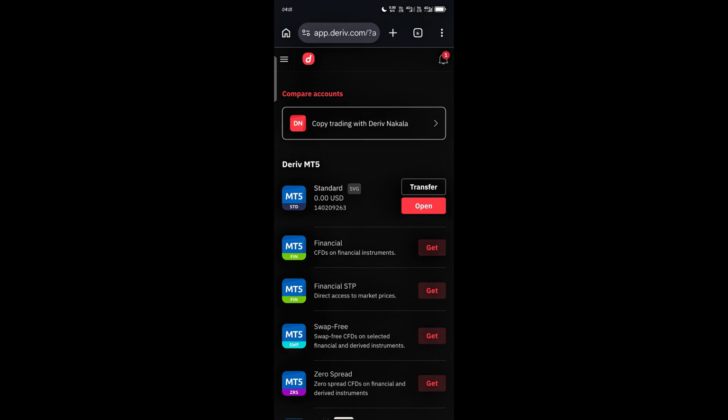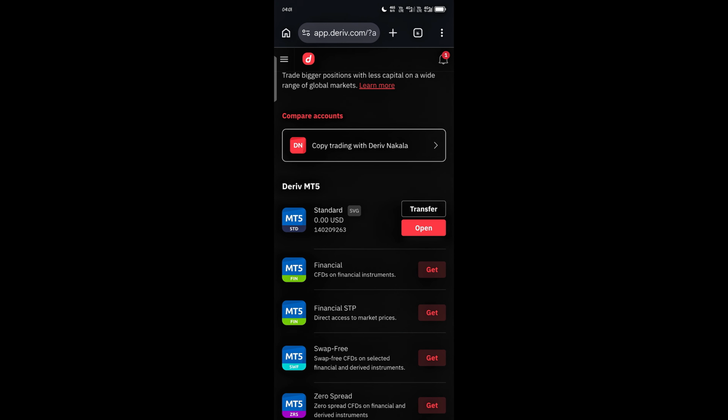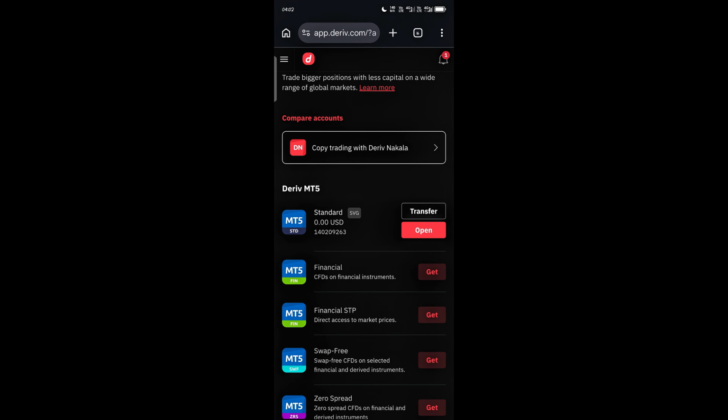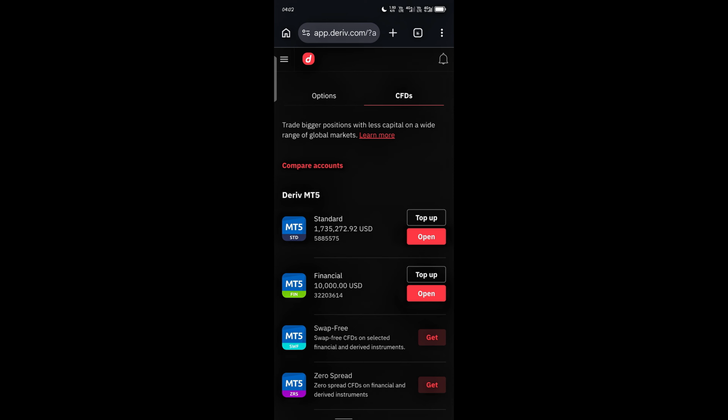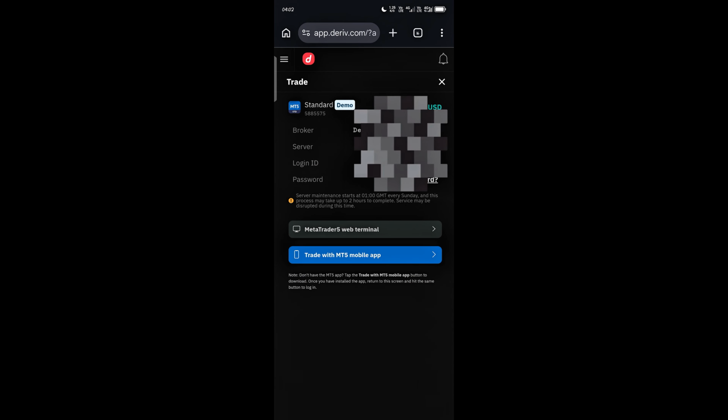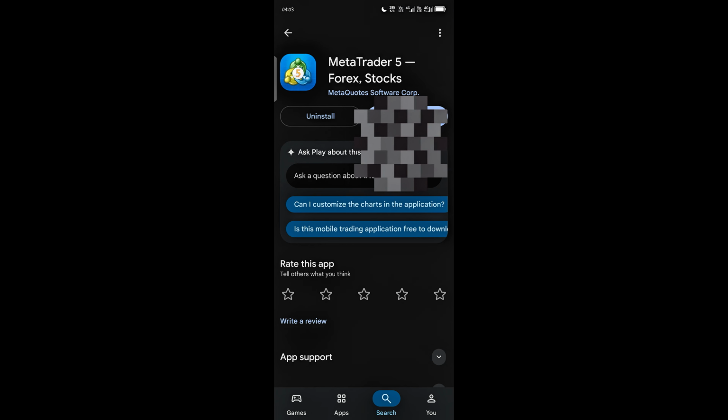So what you do is to click on get on this Standard, because I have already done mine. After you click on get, you now click on open. I click on open, then you will see some of the IDs, the account, the broker, the server and the login ID. So what you need to do is to go back to your MT5 and make sure that you have downloaded the MT5. So go to your Play Store and download MT5. It's also known as MetaTrader 5. So you just click on open right here.